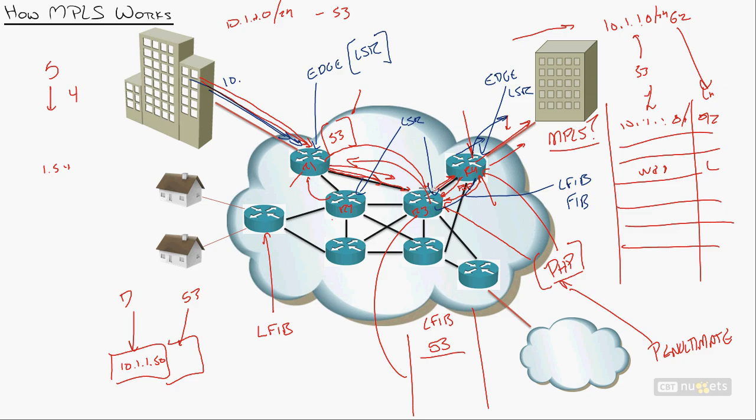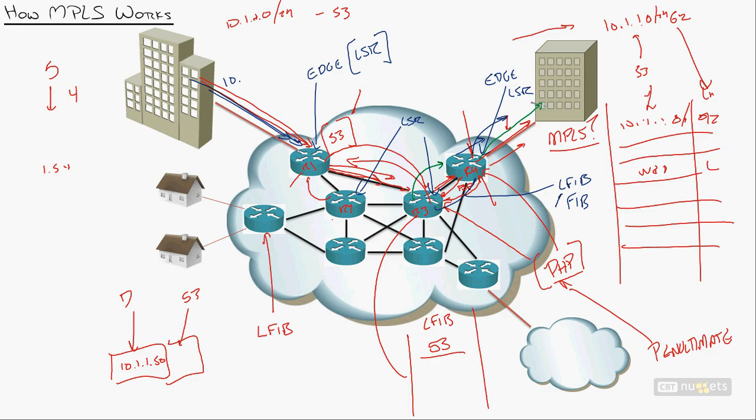PHP, penultimate router. The second to last router is the one who pops the label off. So when it hands it off to this guy right here, he just does a routing table lookup. He doesn't have to look at the MPLS label since he is just routing it off to this customer in the end anyway.